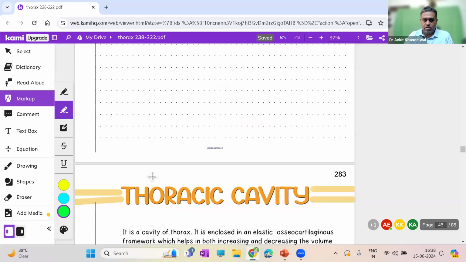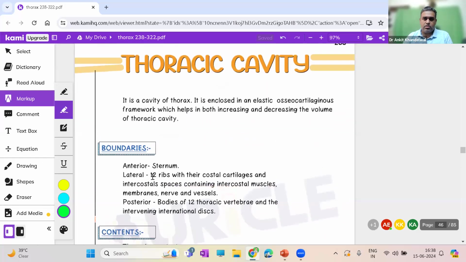Okay. Now let's come to the other part. That is, let's see the part of the thoracic cavity. It is the cavity of thorax. We discussed the entire thoracic wall and muscles. Now let us look at the thoracic cavity. What's happening over there? So the cavity of thorax. The main content of the thoracic cavity, guys, is our lungs and heart. Lungs are the major content.